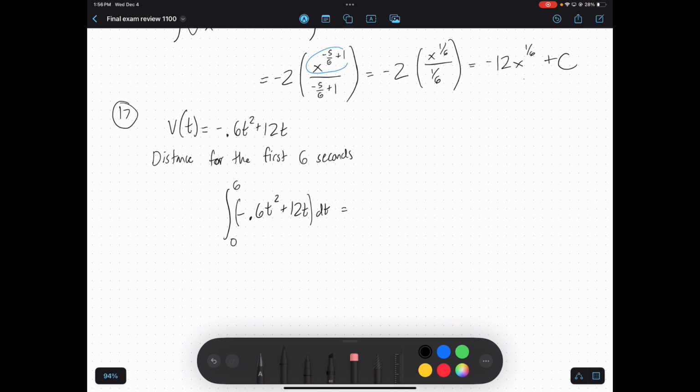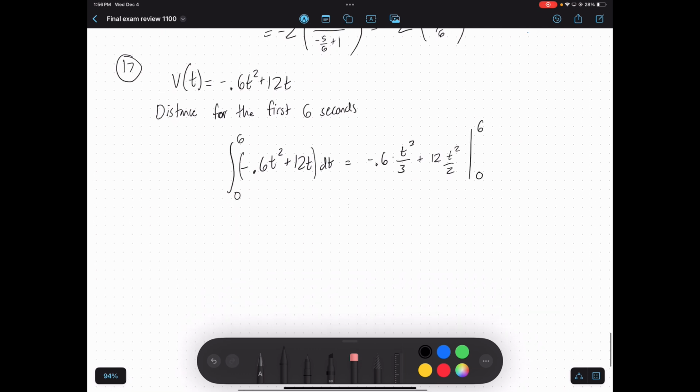I use the fundamental theorem of calculus. So I'm going to take the antiderivative and then plug in my bounds. What's my antiderivative here? I get negative 0.6 times t cubed over 3 plus 12 times t squared over 2. I still need to evaluate that from 0 to 6. I'll simplify this a little bit. Negative 0.6 over 3 is just negative 0.2 t cubed plus 12 over 2 is 6 t squared. Evaluate that from 0 to 6.